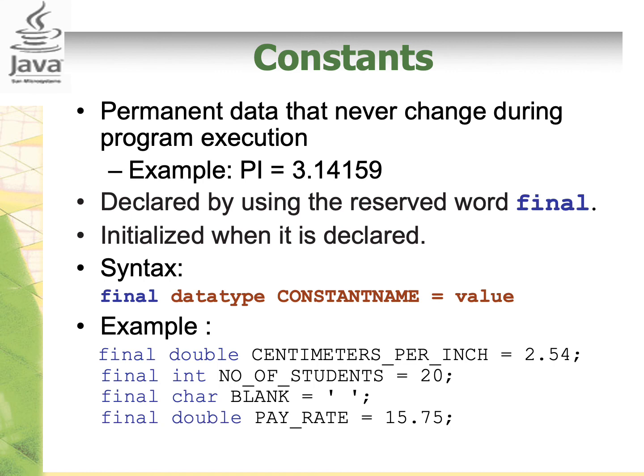We can use that value to calculate the area of a circle and the area of a sphere by referring to the same constant without having to repeatedly type the same value. As I have mentioned previously, by convention, constants use all capital letters. Another example of constants, as you can see in this slide, is final double CENTIMETERS_PER_INCH equal 2.54. In short, you can use a constant for anything as long as you don't want to change that value at all during the program execution.